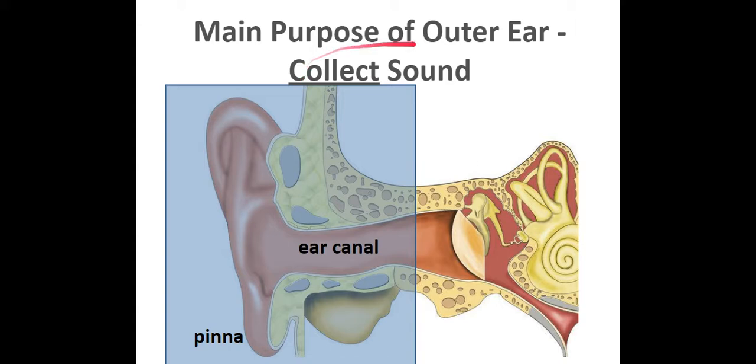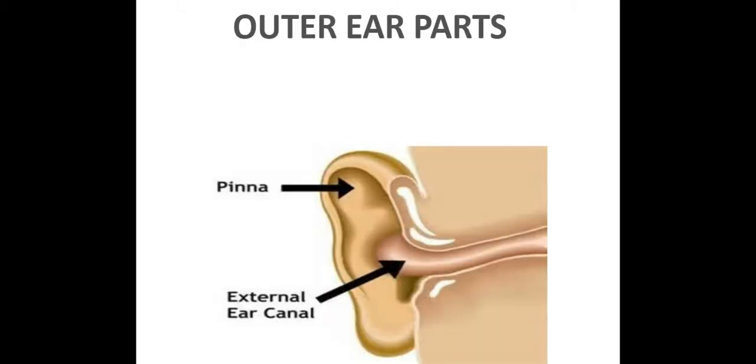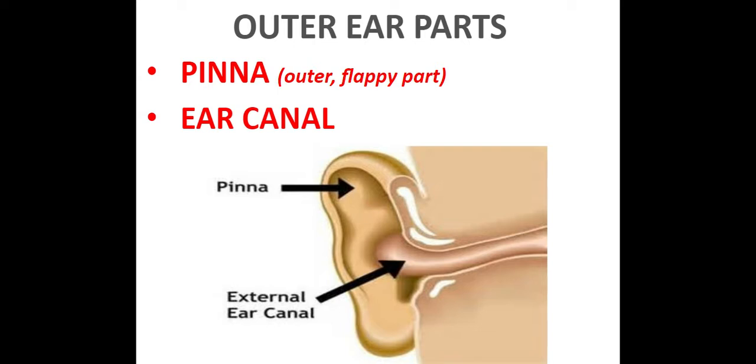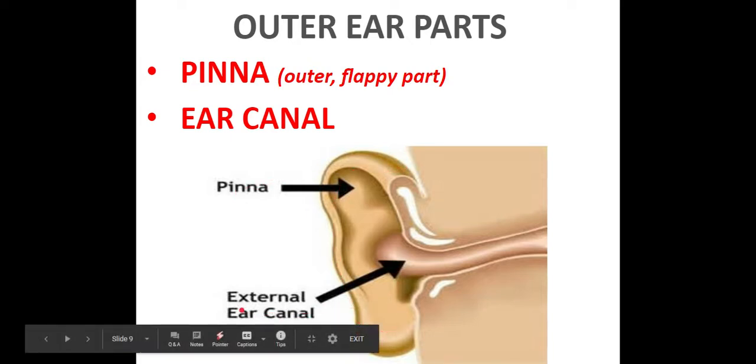The first main region is the outer ear. Its purpose is to collect sound. There are 2 parts: the pinna, which is the outer flappy part. It's the part you can see. And the ear canal, which goes into the ear. The pinna is this outside part. The external ear canal is the part you could maybe stick your finger in, but then the ear canal keeps going back.